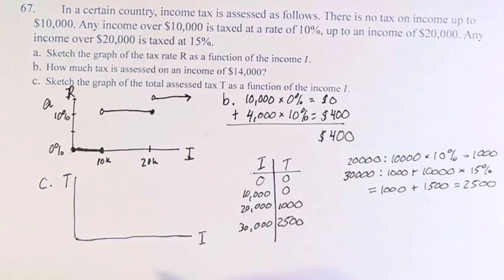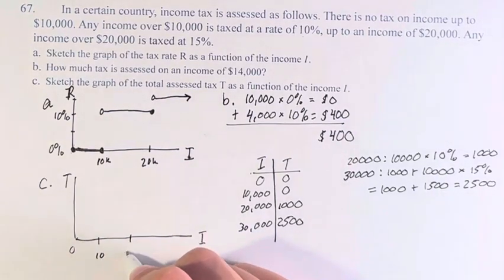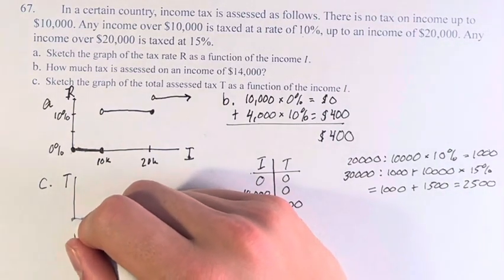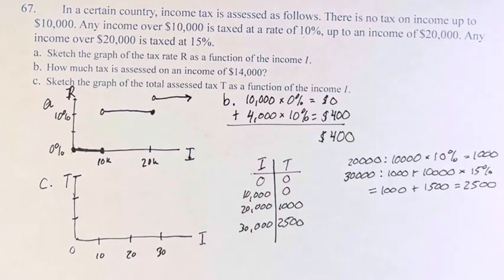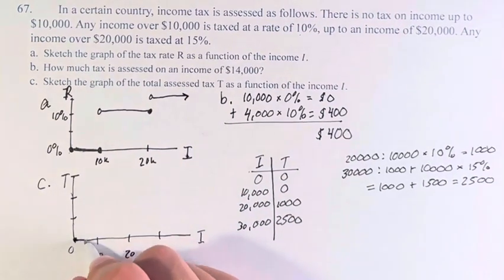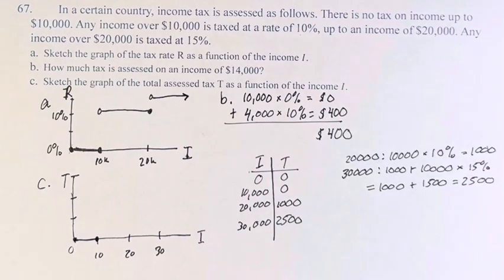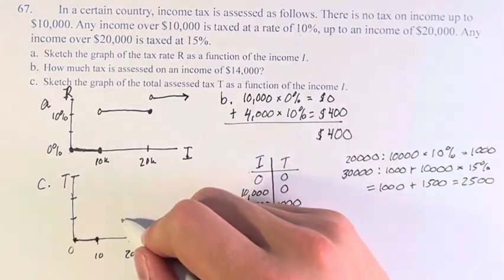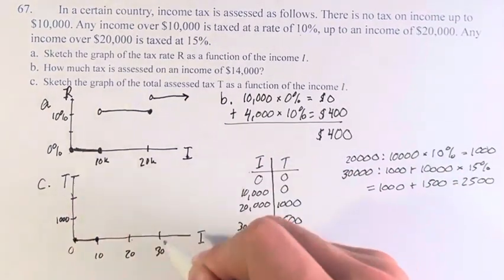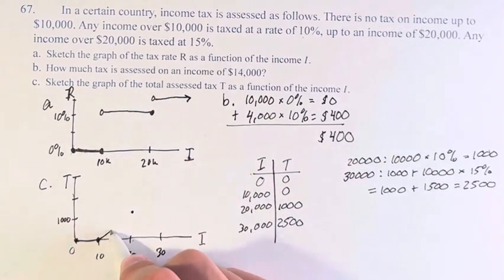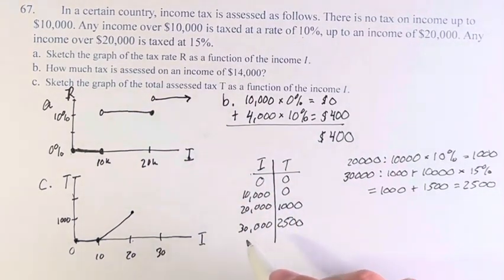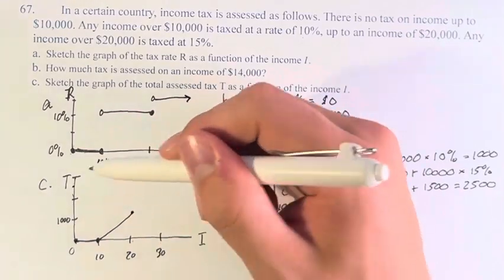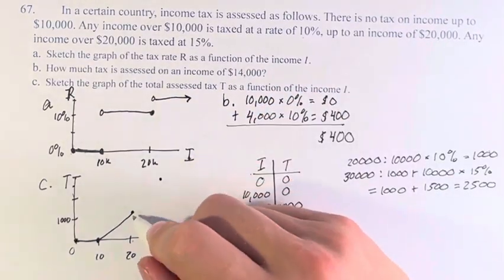So now we have 4 points that we can plot on our graph. So we can say this is 0, 10, 20, and 30,000. And this is 1,000, 2,000, 3,000. So from 0 to 10,000, there's no tax. At 20,000, we are at 1,000. So that's right here at 1,000. So that point is right here. So that goes to there. And then at 30,000, we're at 2,500. So this is 1,000, 2,000, 2,500. So that goes like that.